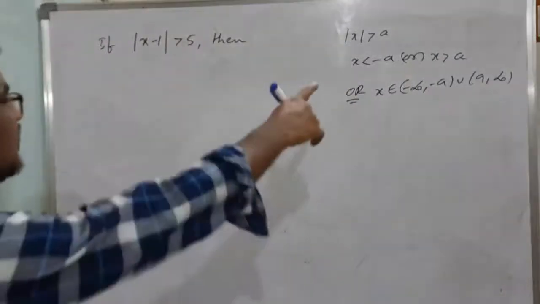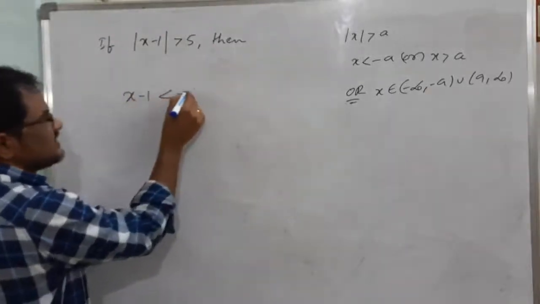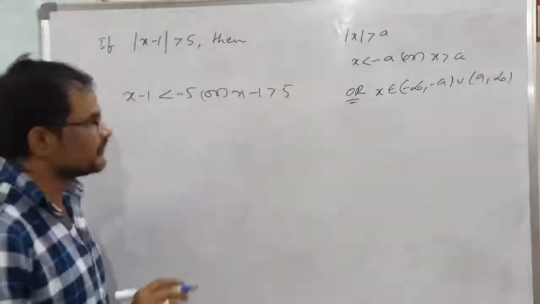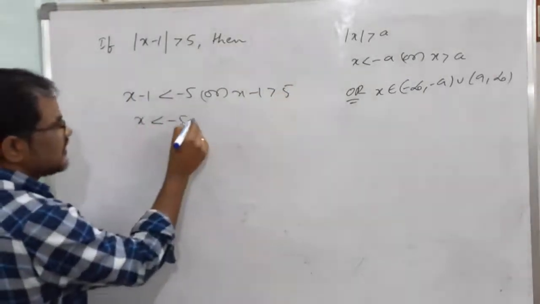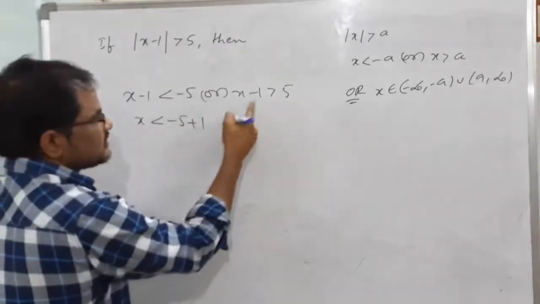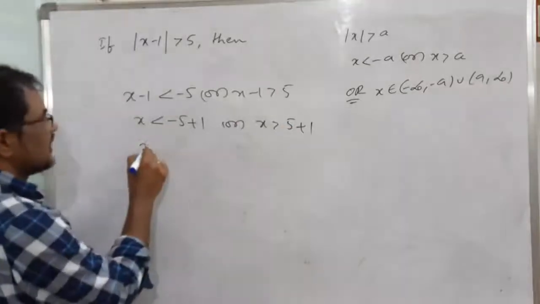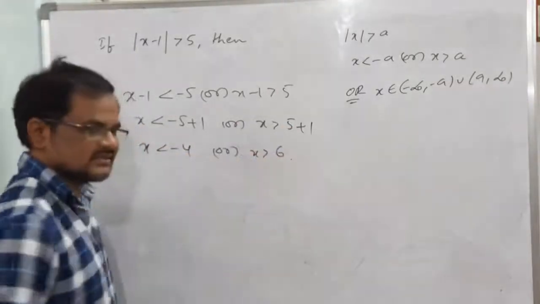Now by that relation or result, how to write it: x minus 1 less than minus 5, or x minus 1 greater than 5. Now take this minus 1 to this side, what will we get? x less than minus 5 plus 1. Take this minus 1 to that side, x greater than 5 plus 1. Now x less than minus 4 or x greater than 6.